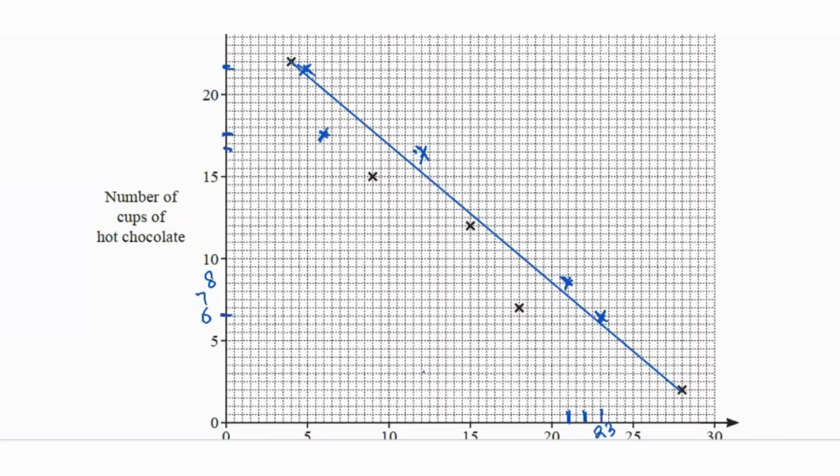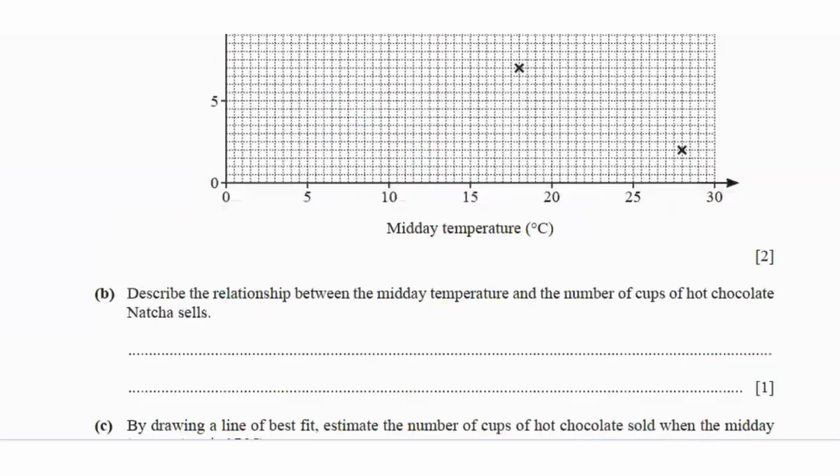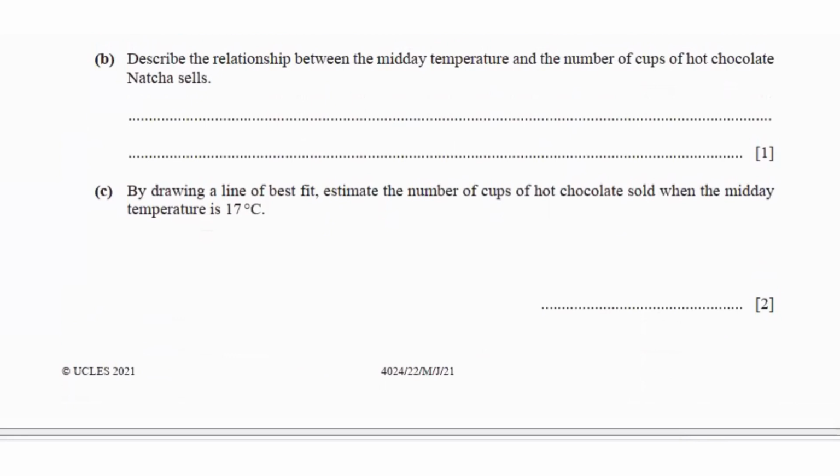And I want to see how many cups are sold on the temperature of 17. So 17 is this. That's 11 cups. So that means 11 cups are sold when the temperature is 17 degrees Celsius.